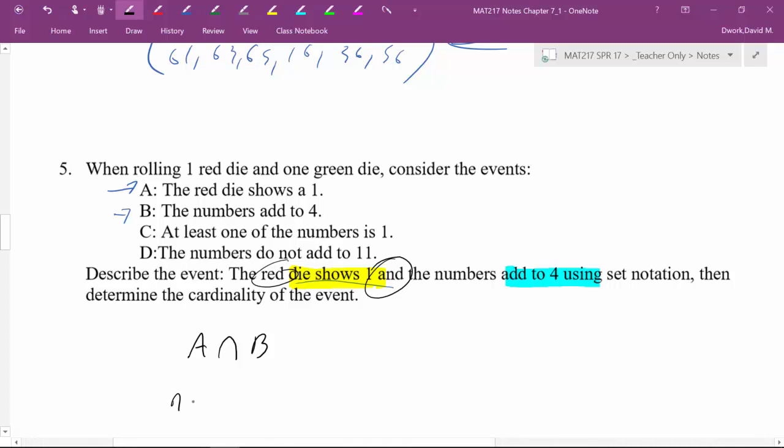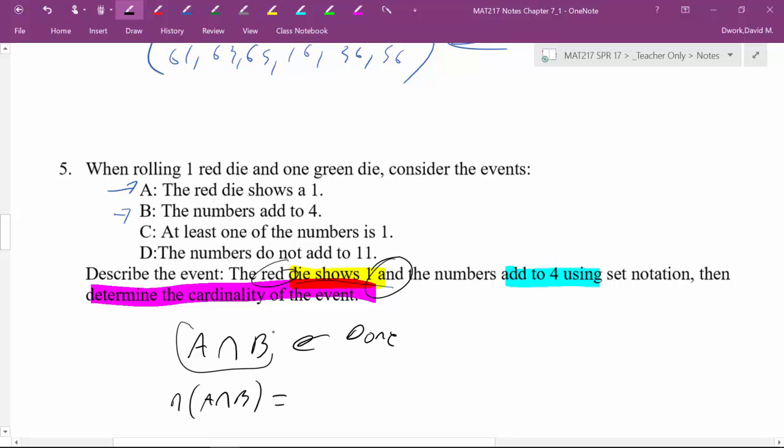Great. So now, let's find the cardinality of this, because that's the second part right here. Then, determine the cardinality of the event. This is part A. We are finished. Okay, part B. How do I find the cardinality? I have to count up all of the elements in this subset. I have to count up how many ways there are for this event to occur. And if you're not sure, this is where making those gigantic lists helps. You can just see a pattern, and then sometimes you're kind of done.